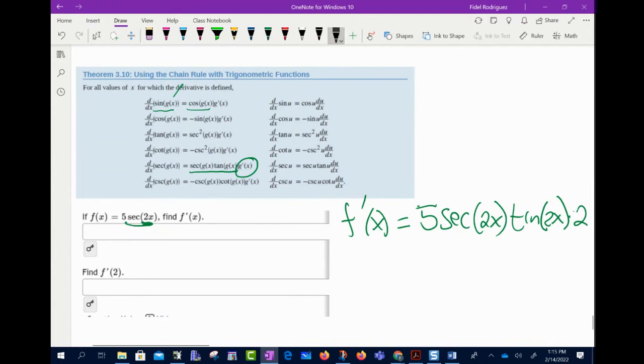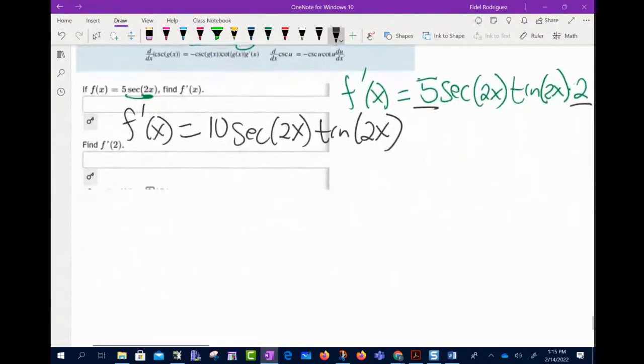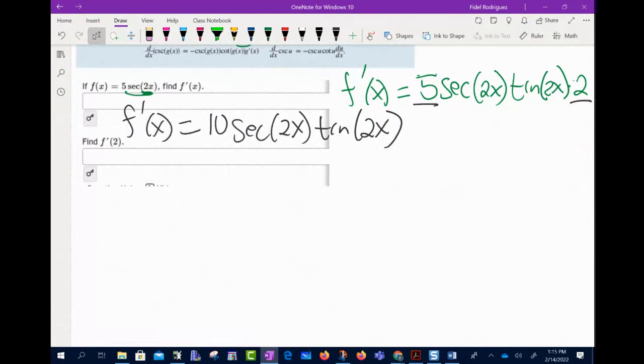So for my f prime of x, John says we're going to multiply those two together. That's going to be 10 secant of 2x, tangent of 2x. So we took the 5 and the 2 together? Yeah, and that's how we got the 10. So now we have 10 secant of 2x, tangent of 2x.